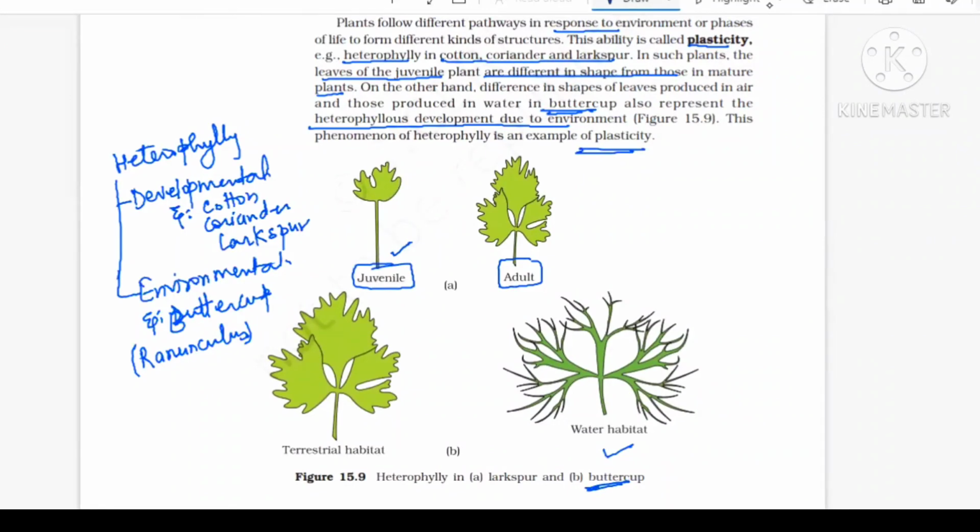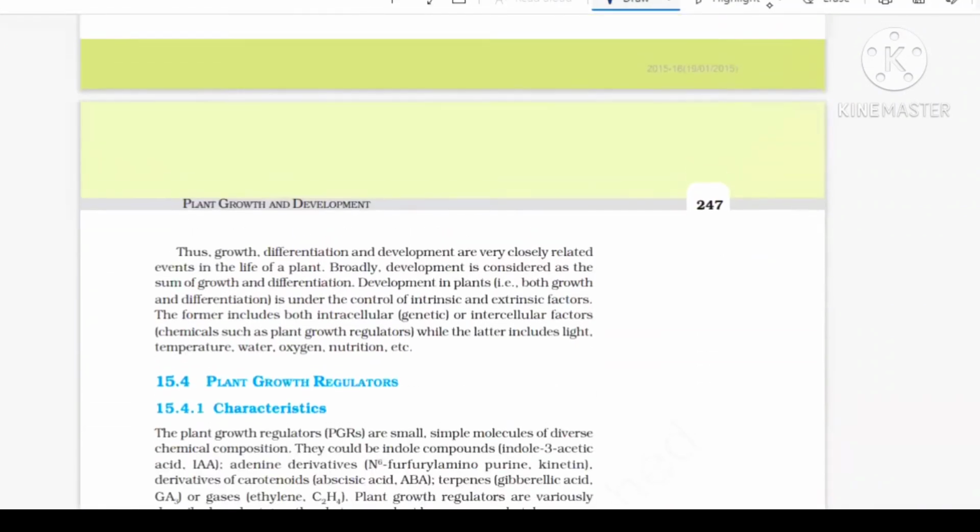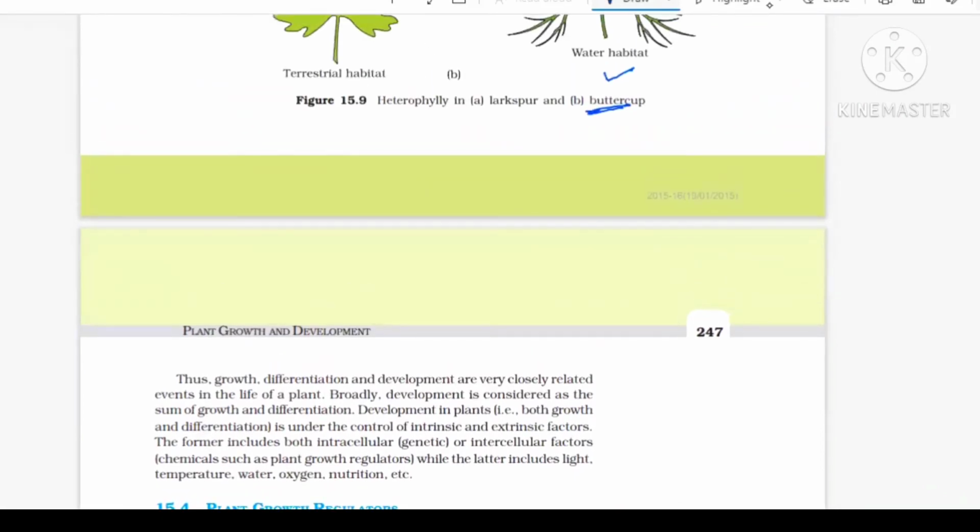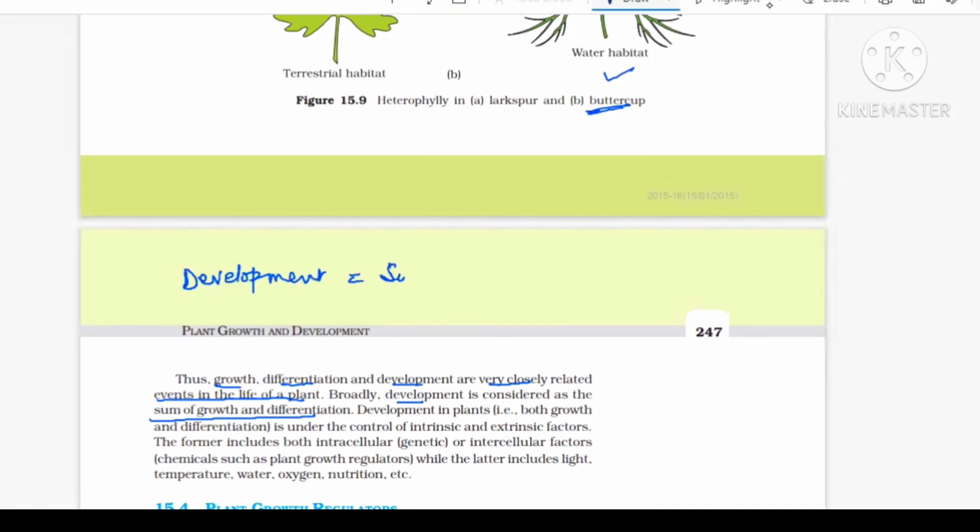So we can see growth, differentiation, and development are all closely related events in the life of a plant. Development is nothing but the sum of growth and differentiation. So development is equal to growth plus differentiation. Growth and differentiation together is known as development.